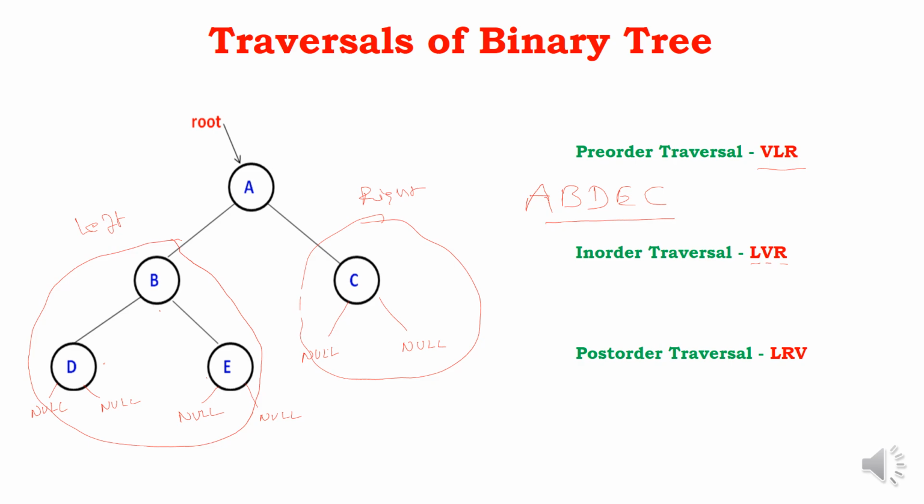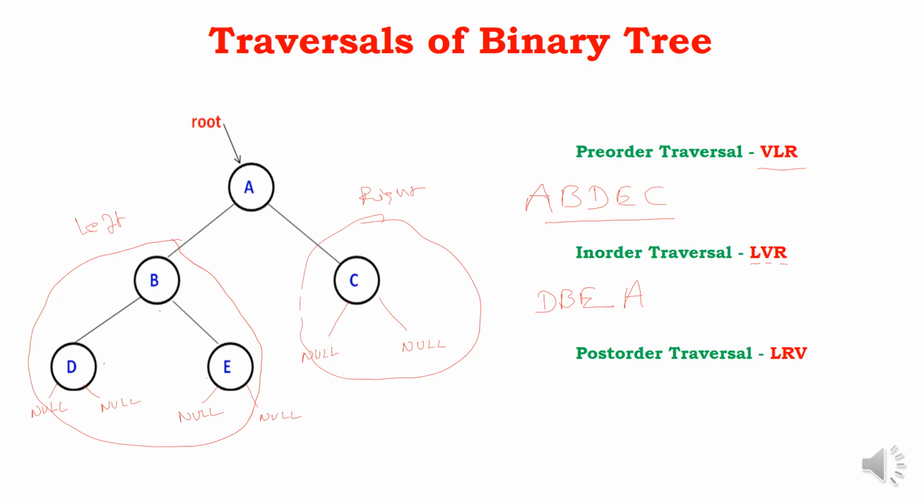Traverse left subtree in order. So this is the left subtree. In the left subtree again there are three nodes: root node, left node, right node. In order means left, root, right. D, B, E. Left side is over. Then root node. Visit root node A. Then traverse right subtree.